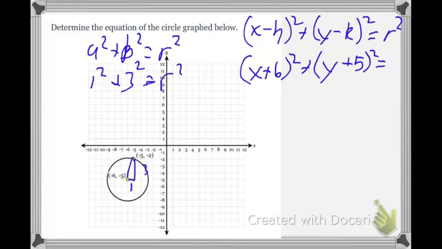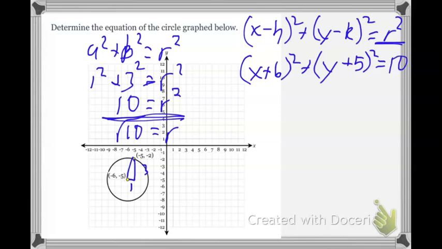So 1 squared is 1, 3 squared is 9, so 1 plus 9 is 10. So 10 is equal to r squared. So the radius, we can take the square root of that, so the square root of 10 is the radius. But the thing is, we want r squared, so I really don't need to take the square root. I just want this line right there. r squared is 10. And there it is. That's my equation.